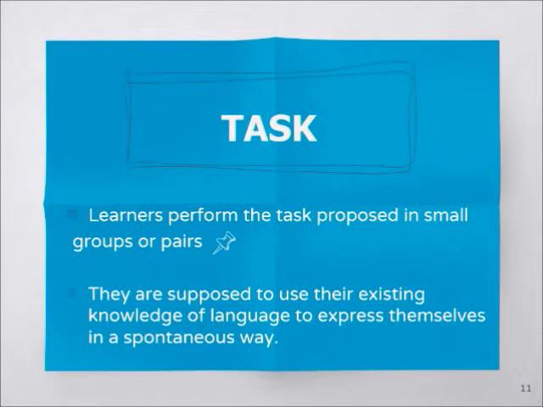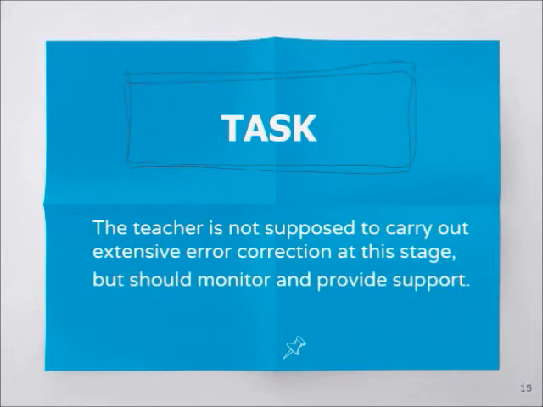Then we have the task. In this stage of the TBL lesson, learners perform the task proposed. They are supposed to perform the task in small groups or pairs and use their existing knowledge of language to express themselves in a spontaneous way. As the focus is communication, the teacher is not supposed to carry out extensive error correction at this stage, but should monitor and provide support.